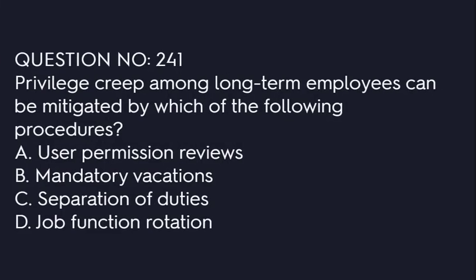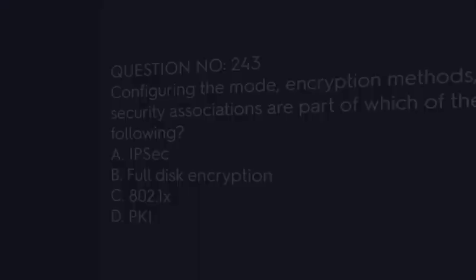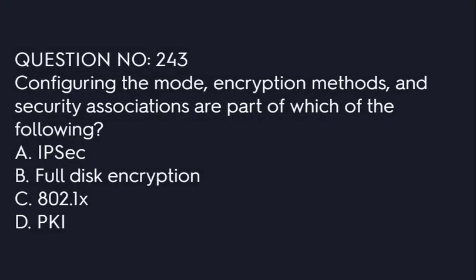Question 241. Privilege creep among long-term employees can be mitigated by which of the following procedures? A. User permission reviews, B. Mandatory vacation, C. Separation of duties, D. Job function rotation. A. C. Question 243. Configuring the mode, encryption methods, and security associations are part of which of the following? A. IPsec, B. Full disk encryption, C. 802.1X, D. PKI. A.